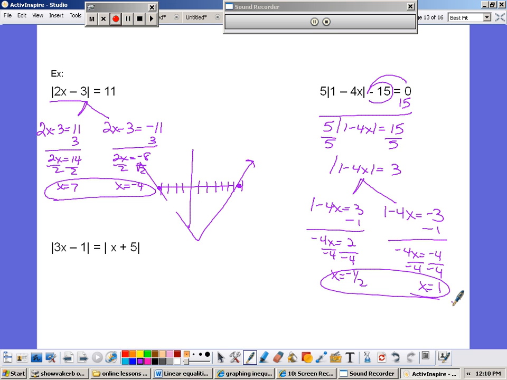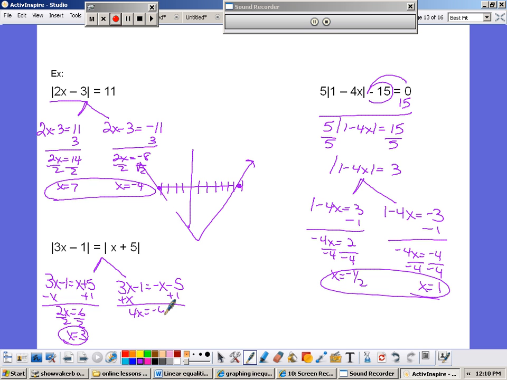Now what happens if you have an absolute value on both sides and they're by themselves? Well, you keep the absolute value on the left and the right for the first one. And the second one, you keep the one on the left, but you make the right its opposite, just like when I made 3 its opposite, negative 3. Then I solve, and x equals 3. And I solve, and x equals negative 1.